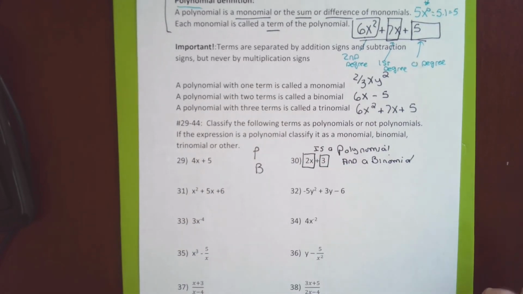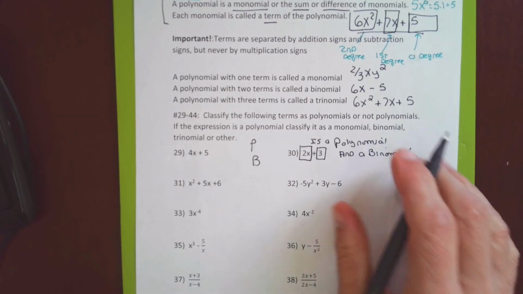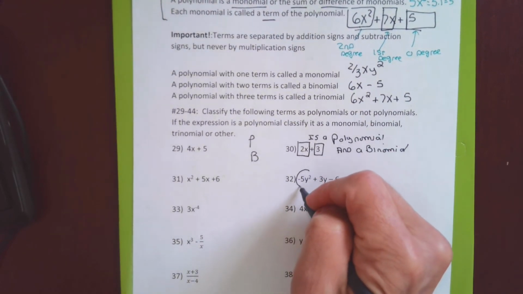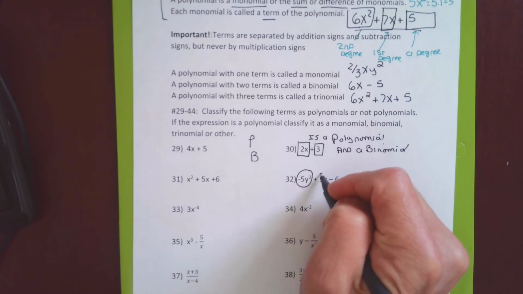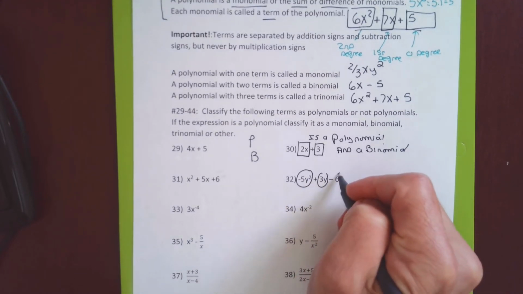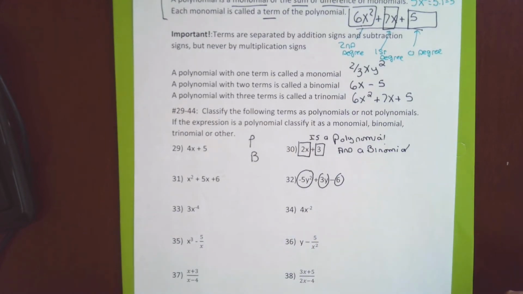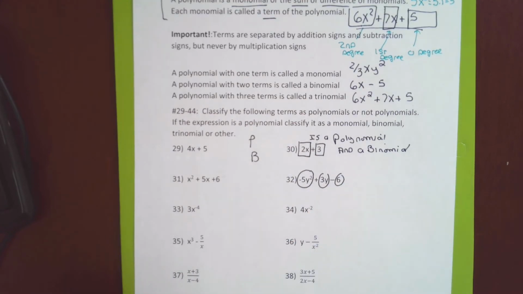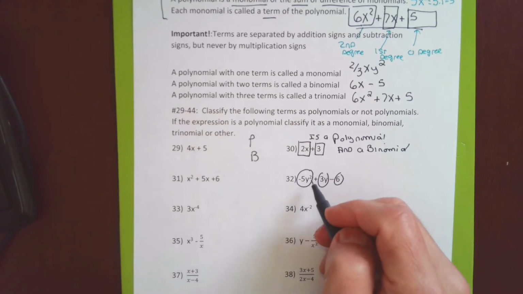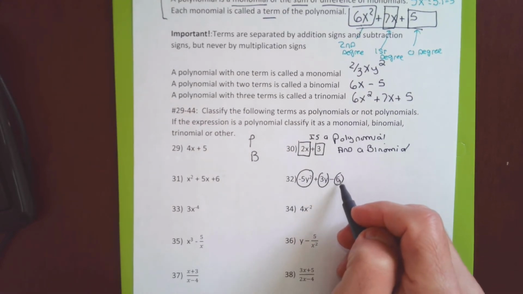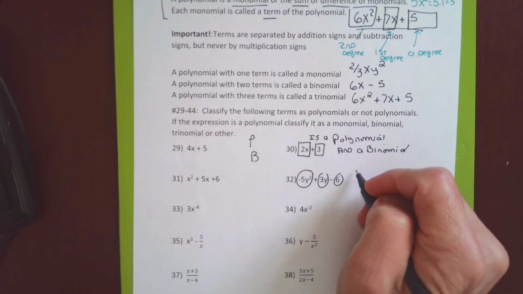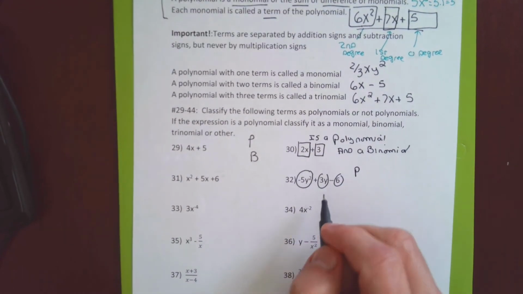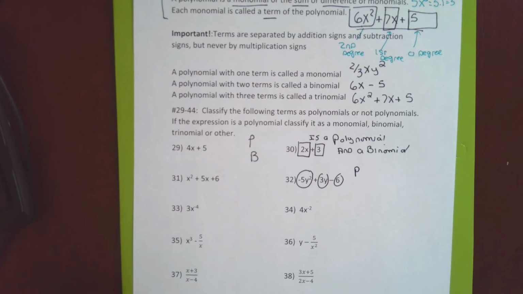For problem 32, it could be a polynomial because each of the terms is separated by either a plus or a minus sign. It can only be a polynomial if each of these is a monomial. To be a monomial, a single number, single letter, or a number multiplied by a letter with an exponent of 1, 2, 3, 4, 5, 6, 7, 8, 9, 10. That's a monomial, that's a monomial, that's a single number, that's a monomial. So this is a polynomial because the signs between the terms are addition or subtraction. That's the only signs that are allowed between my terms.